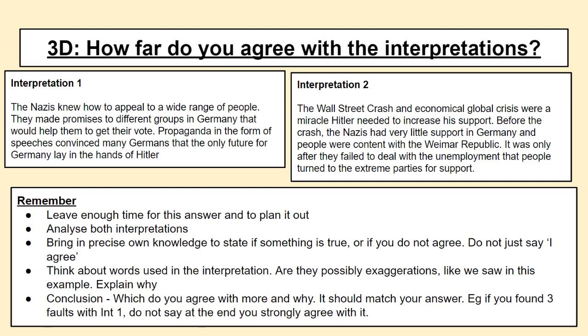And finally, leave time for that conclusion. Make it clear which do you agree with more and why. It should match your answer as well. So, for example, if interpretation 1 you found 3 things you disagreed with it, don't then say at the end you strongly agree with interpretation 1 because clearly you don't, you strongly disagree.